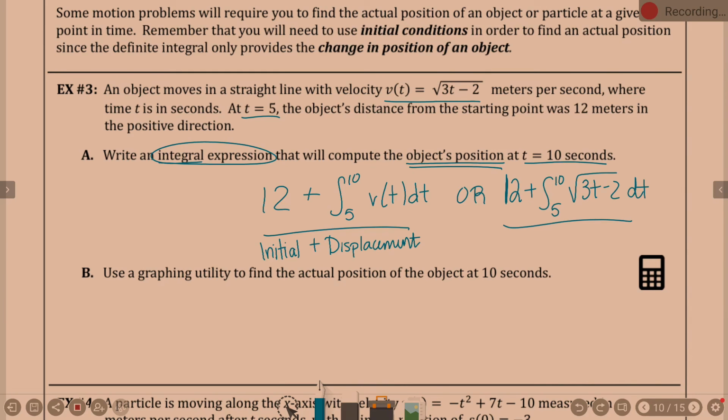Okay, B. Use a graphing utility to find the actual position of the object at 10 seconds. That is your calculator. And what are you doing? Plug and chug? Are we plugging in what we wrote last time? Yeah, and you can just plug that in exactly as is. You can just plug in 12 plus the integral from 5 to 10 of the square root of 3t minus 2 dt.